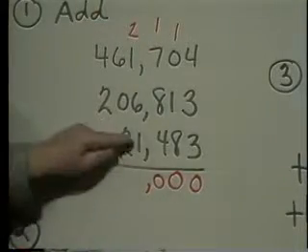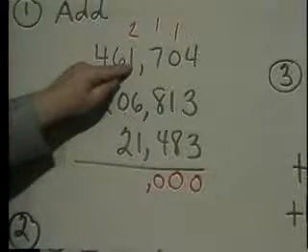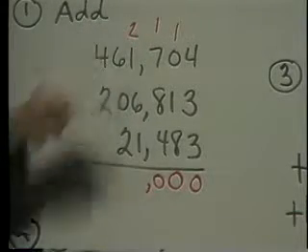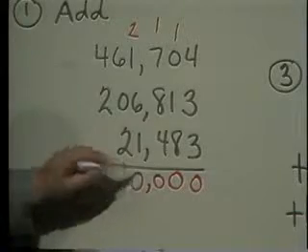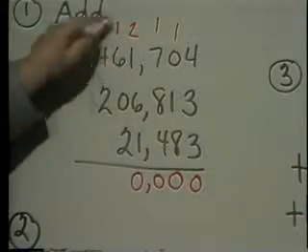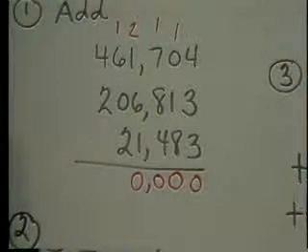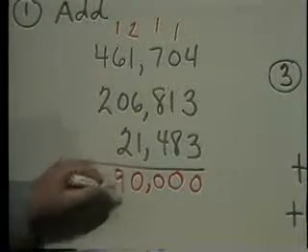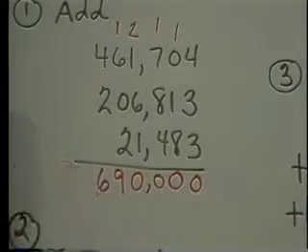2. Then 1 and 6 are 7, and 1 are 8, and 2 are 10. 10 what? 10 thousands, which I trade in for 1 10,000. 2 plus 6 is 8, and 1 are 9. 9 what? 9 10,000s, just by putting this down here, and 2 plus 4 is 6.